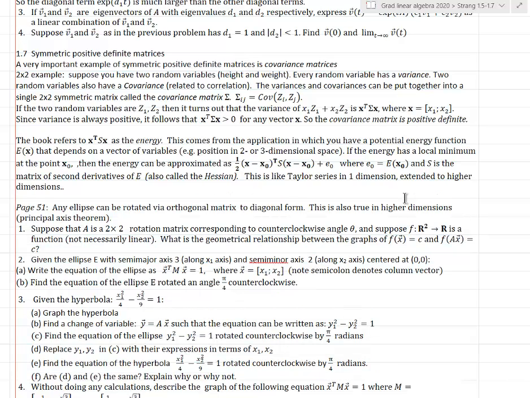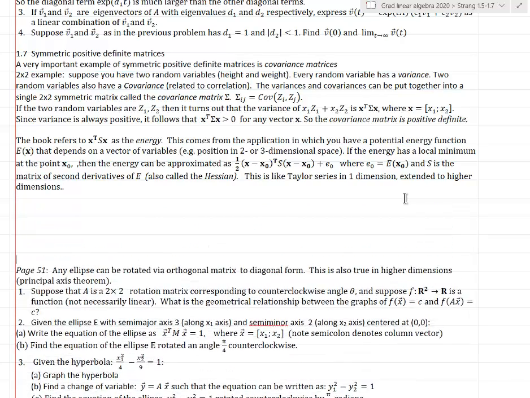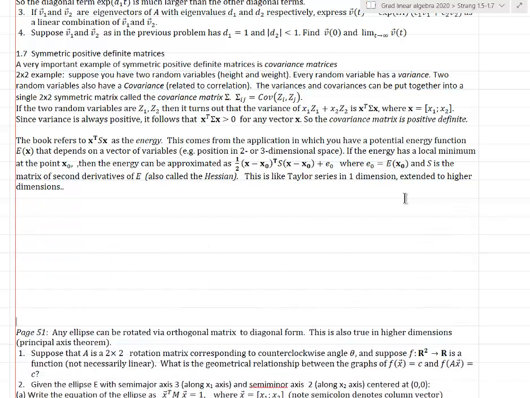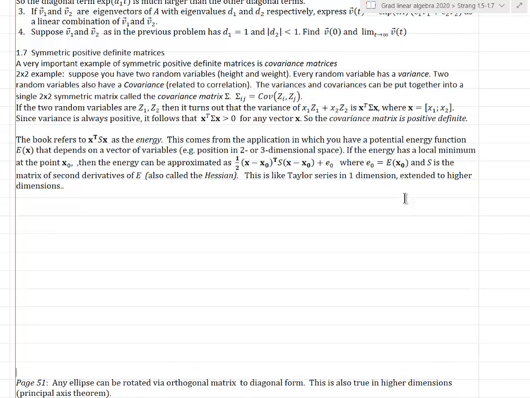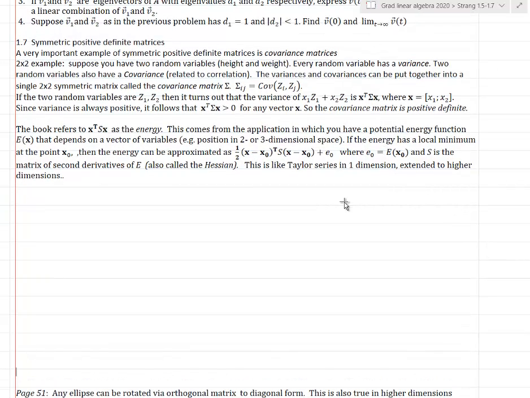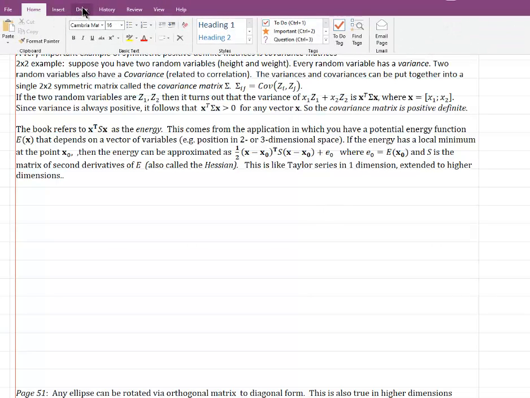Okay, so let me say a little bit about this. Now, when you think about potential energy, it is like gravity. Let me give myself a little more room, and we can talk about this a little bit.